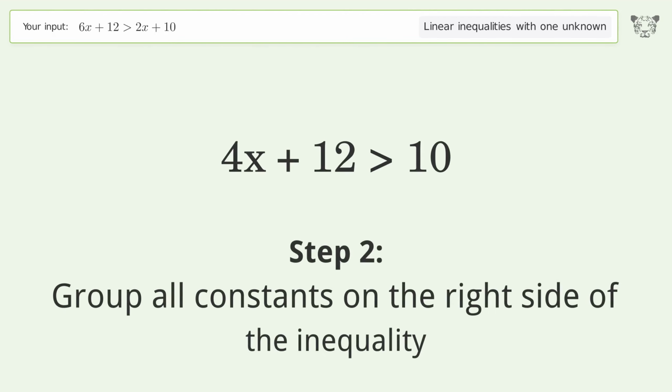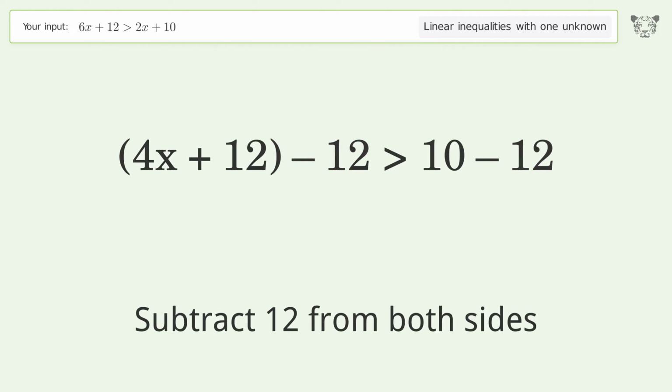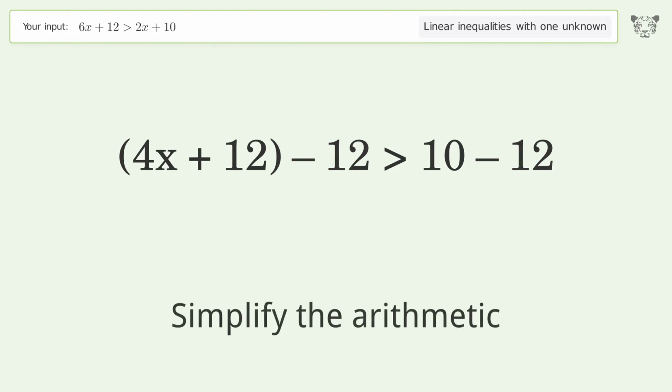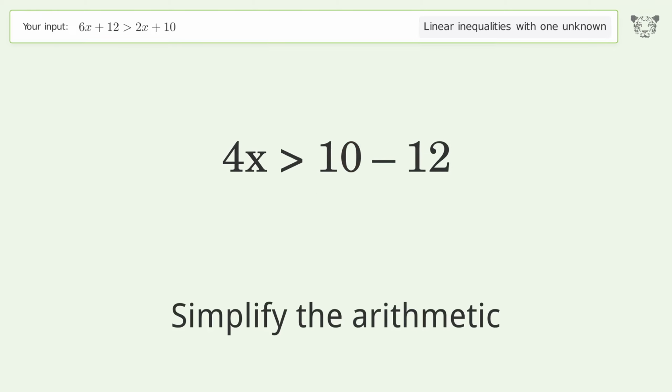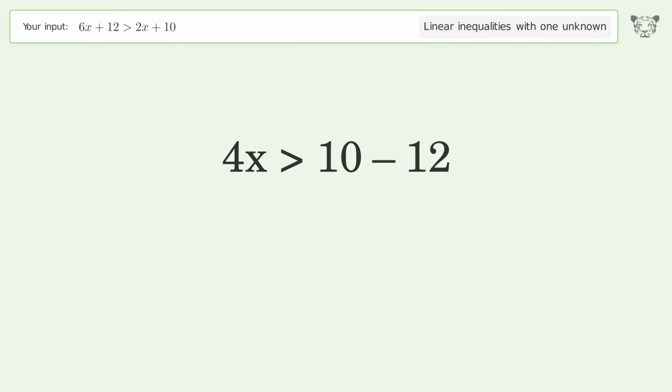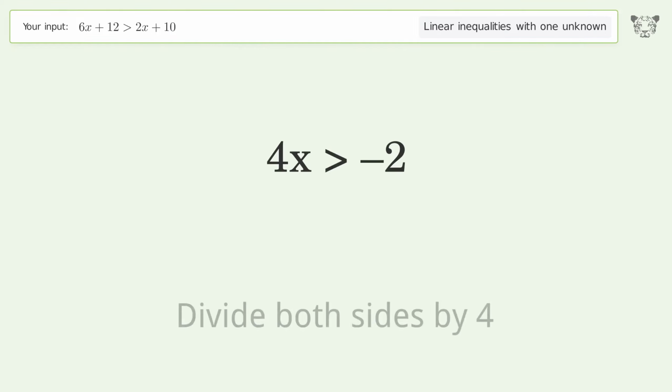Group all constants on the right side of the inequality. Subtract 12 from both sides. Simplify the arithmetic. Isolate the x. Divide both sides by 4.